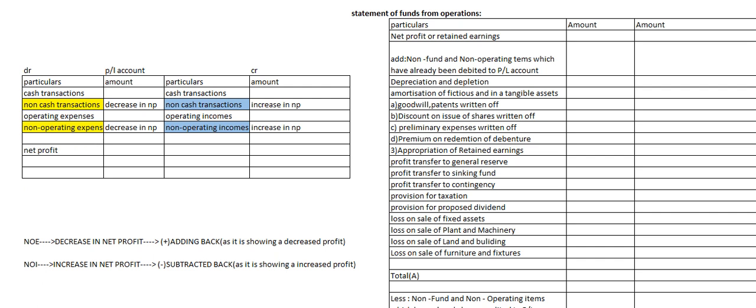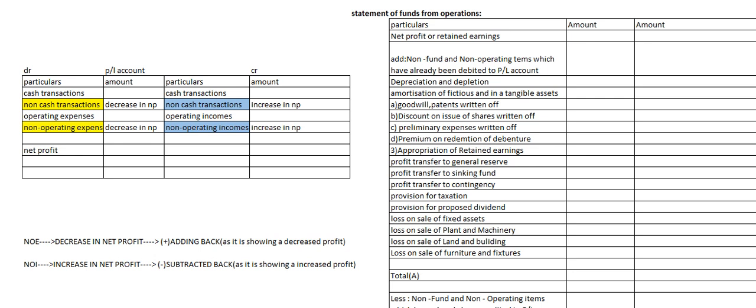This is the part 2 video of the fund flow statement, wherein I'm going to teach about the statement of funds from operations. So basically, what is funds from operation? The funds raised or earned only from the operating activities. So our second statement prepared in the fund flow statement is the preparation of adjusted profit and loss account. Adjusted profit and loss account is prepared in order to find out the funds from operation.